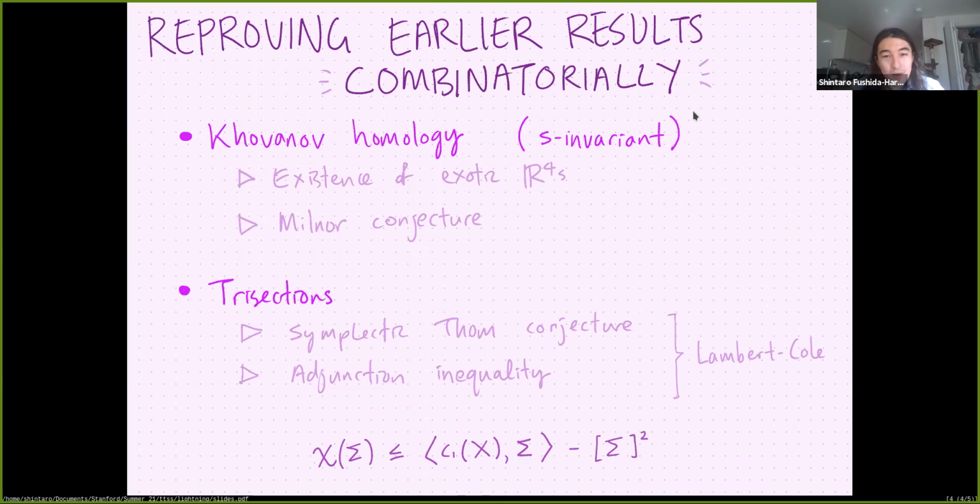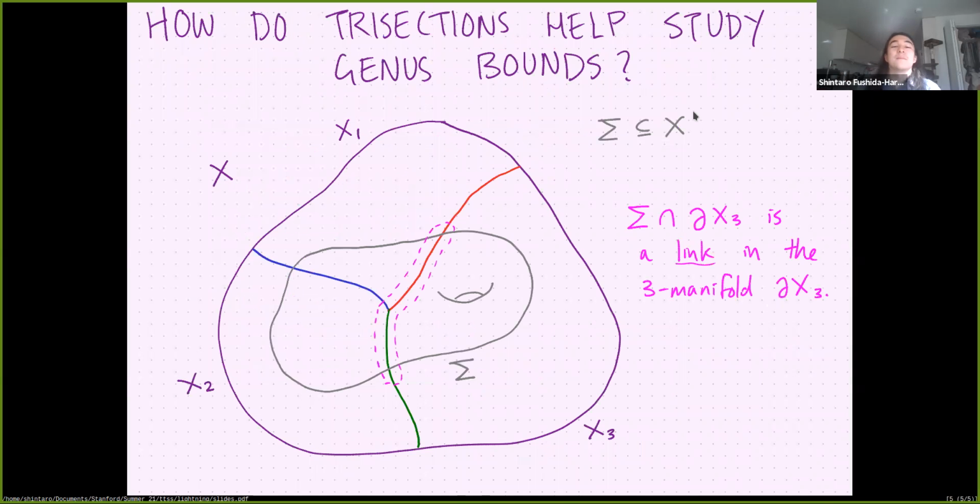So how can we use trisections to prove something like this? Here is a diagram of the general setup. We've got a four manifold X, and it has three sectors in the trisection, X1, X2, and X3. The sectors all meet along three-dimensional boundaries. The key fact about trisections is that the spine of the trisection, which is the boundary shown in red, green, and blue, determines the entire four manifold.